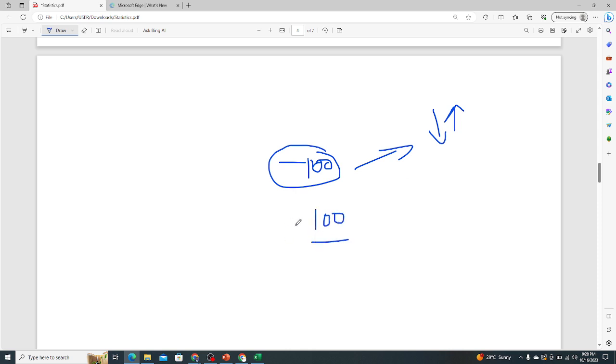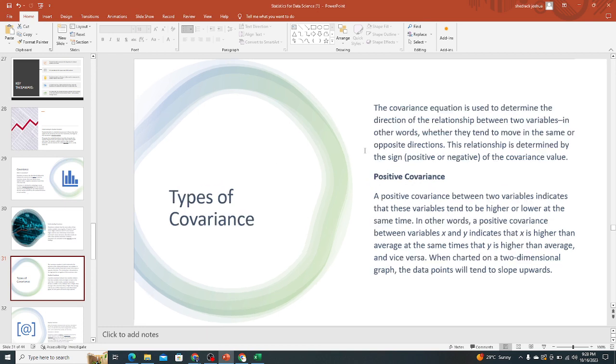If we get a value of 100, which is positive, then we have a positive covariance. These two variables are moving in the same direction, either in a decreasing manner or in an increasing manner. Okay, good.